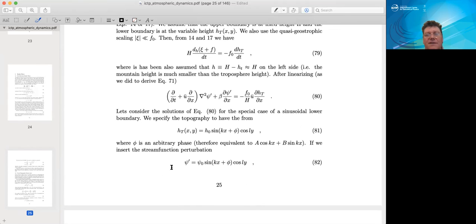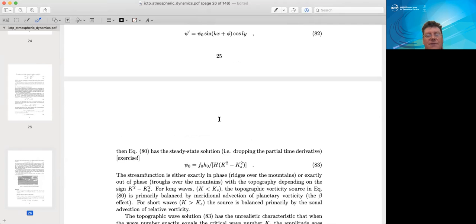And then we can try a solution that looks exactly like the mountain. If you do this, using an amplitude that is still arbitrary, we find that this is in fact a solution if the amplitude of our wave is proportional to the height of the mountain times the Coriolis parameter.